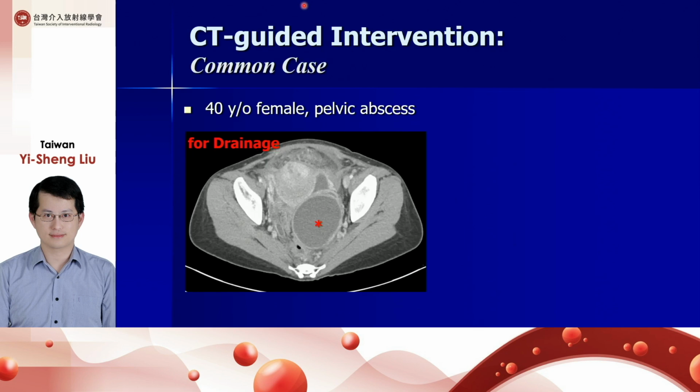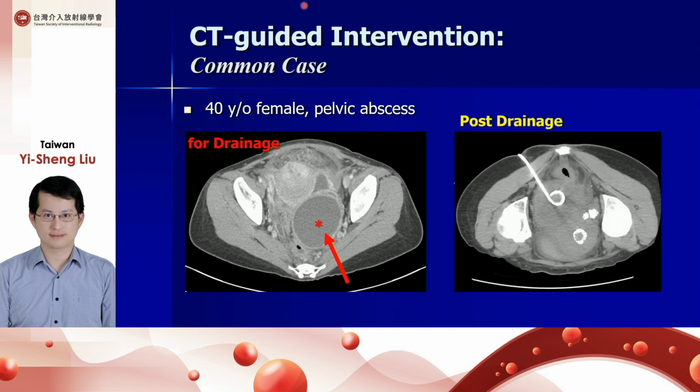And this is a common case. The female has a pelvic abscess, and it is easy to find a safe path, one or more safe paths, and the procedure would be simple and straightforward. So we had the patient in prone position, and the needle puncture and the guidewire insertion were done smoothly.